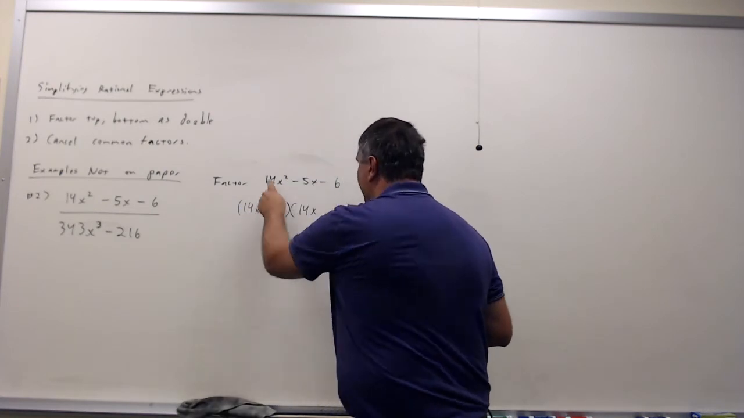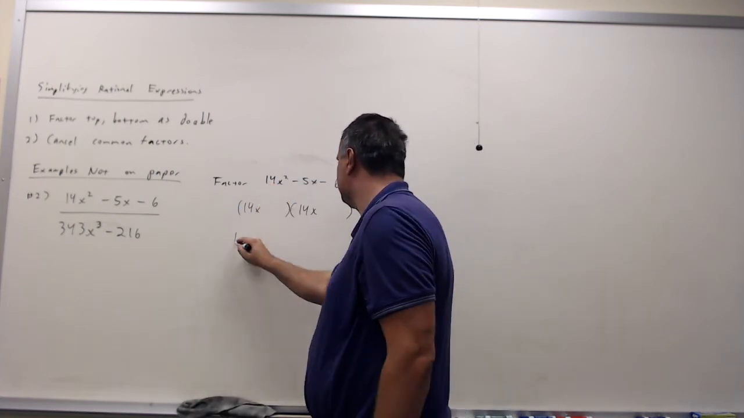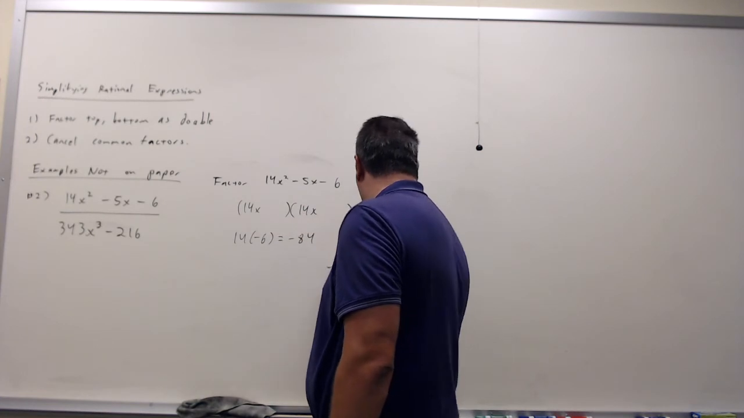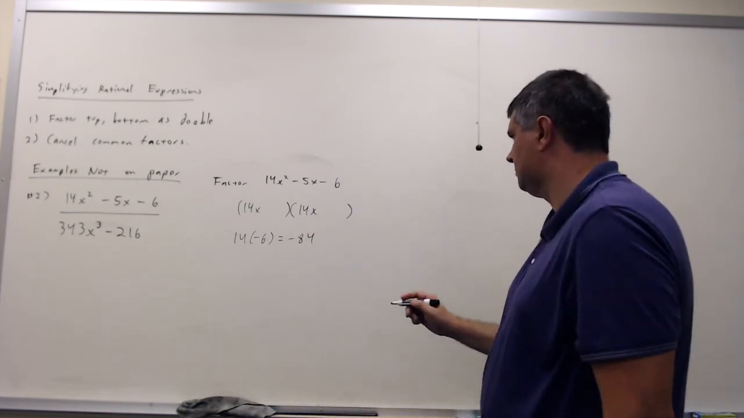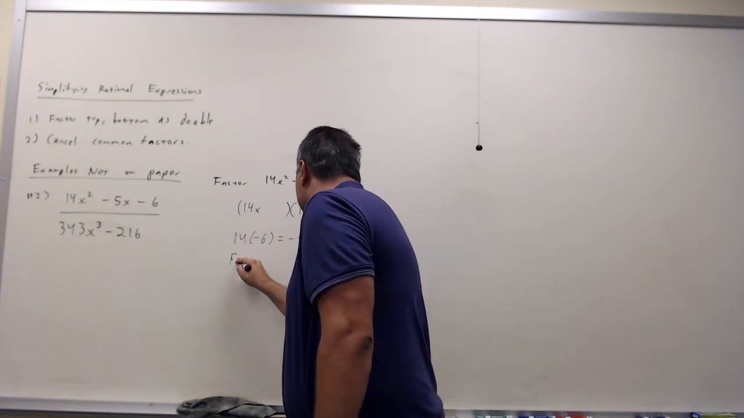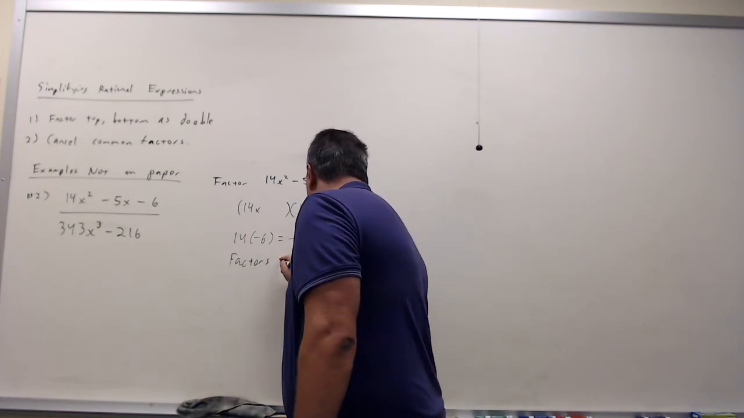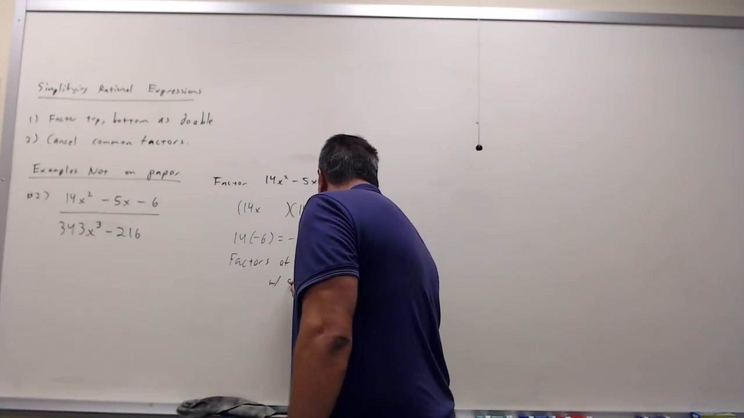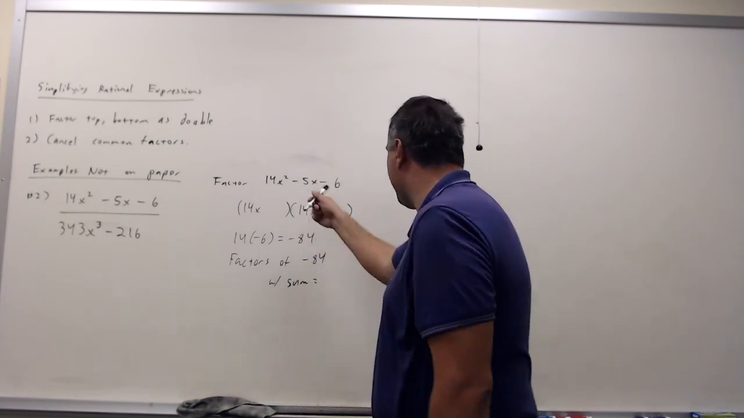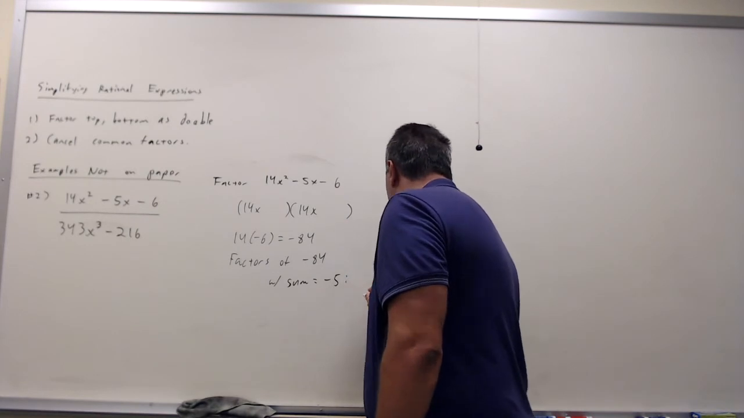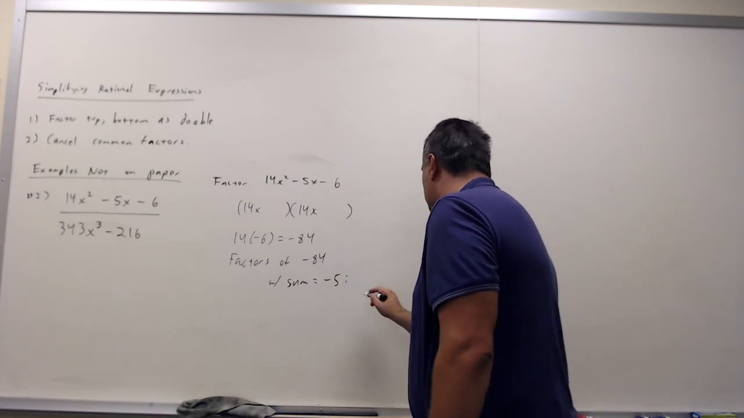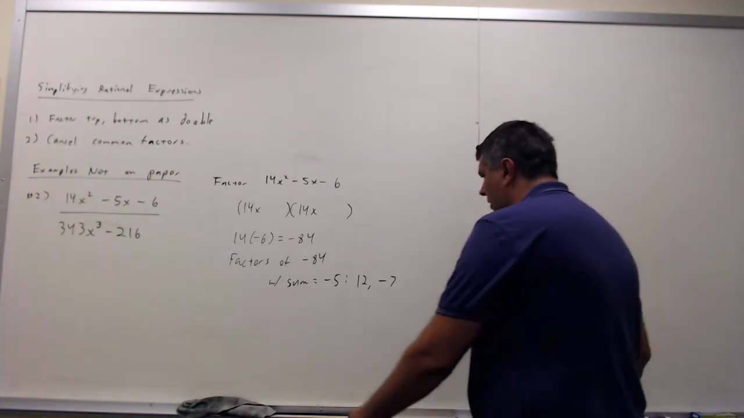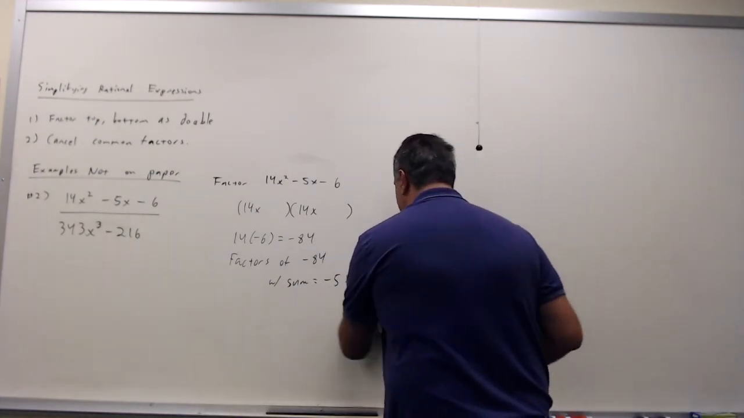Then I will take the 14 times negative 6. That gives me negative 84. Factors of negative 84 with a sum that equals negative 5. That is 12 and negative 7. Sorry, wrong order. Negative 12, positive 7.